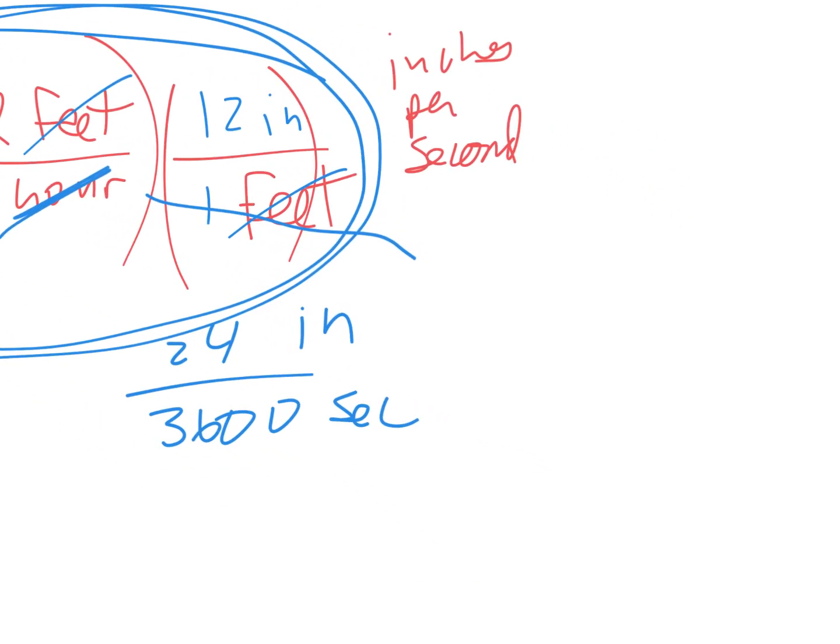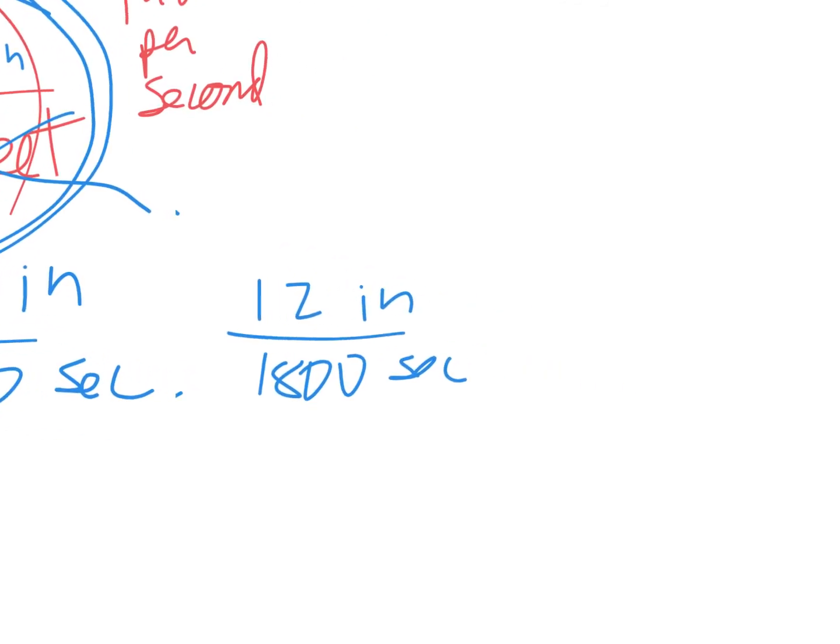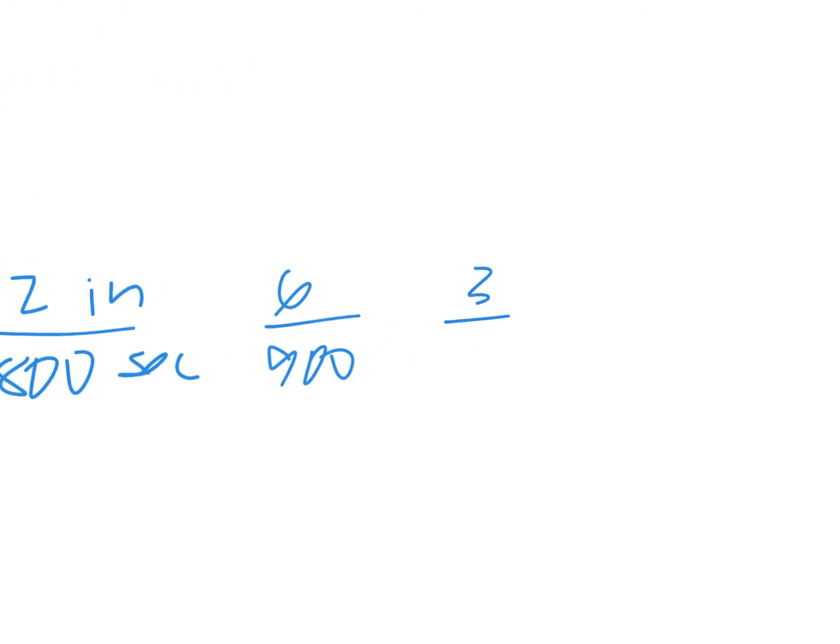If I cut it in half, it would be 12 over 1,800. And then I can cut them in half again, 6 over 900. Cut them in half again, 3 over 450. And that's 3 inches in 450 seconds. That's how fast the bug was moving.